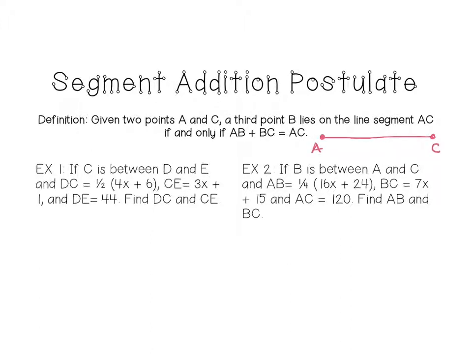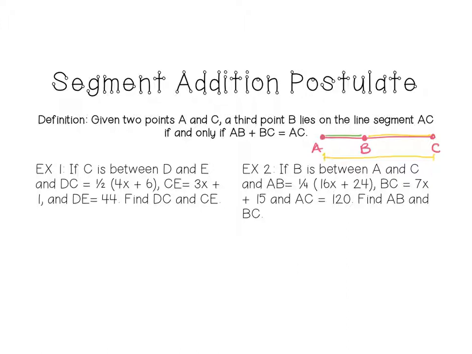So it's saying that if we have a segment AC and point B lies on the segment, then AB, this part, plus BC, this part, has to equal AC. So AB plus BC would equal AC. So the two little parts add together to equal the big part.